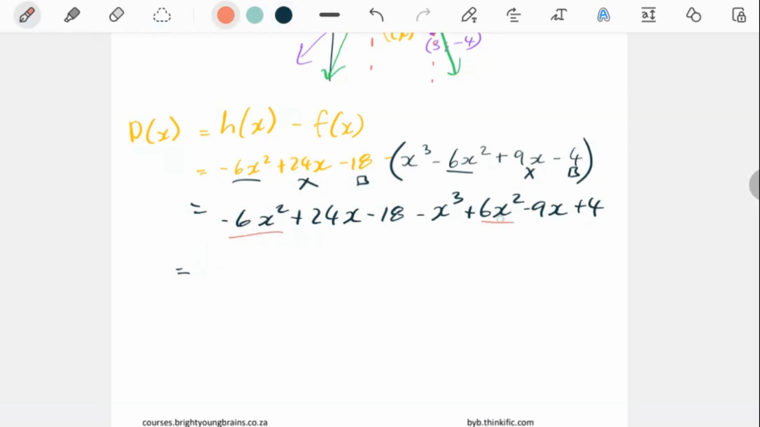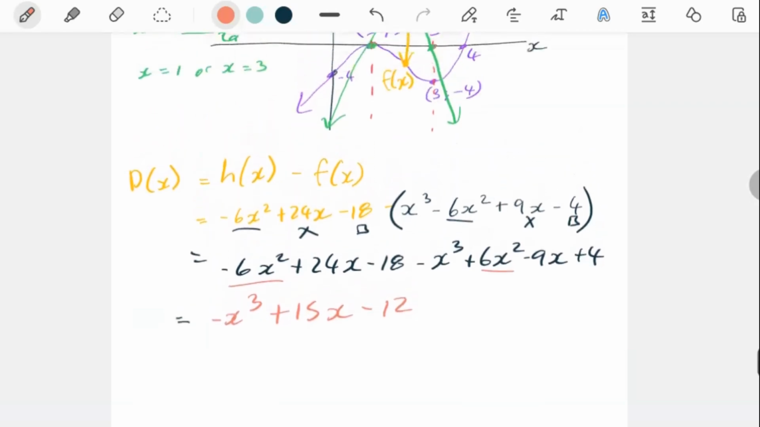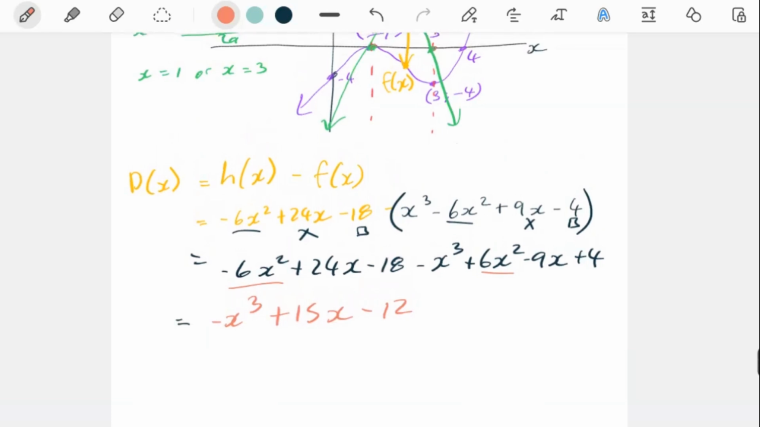So these two will cancel out each other. Negative x cubed, there's no like term there. 24 minus 9, that'll give us 13. No, 15 actually. Positive 15x, and then negative 18 plus 4 gives you negative 12. Okay, and now what? Now this, we can maybe put into the calculator and all that.